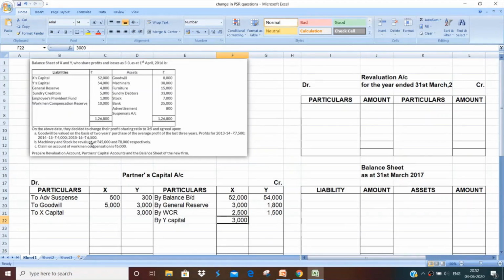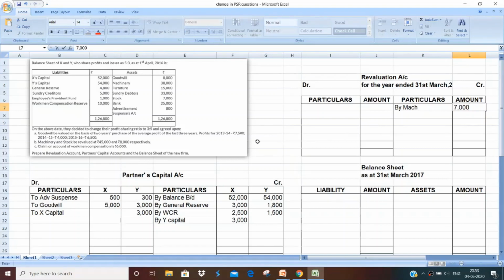The second entry is machinery and stock to be revalued at 45,000 and 8,000 respectively. Now look at machinery. The book value was 38,000, and now the value he's saying is 45,000. So the machinery value is increasing from 38 to 45. There is an increase of 7,000. Since it is an increase, it is mentioned on the credit side of the revaluation account. So by machinery, I've written the increase here, that is 7,000.